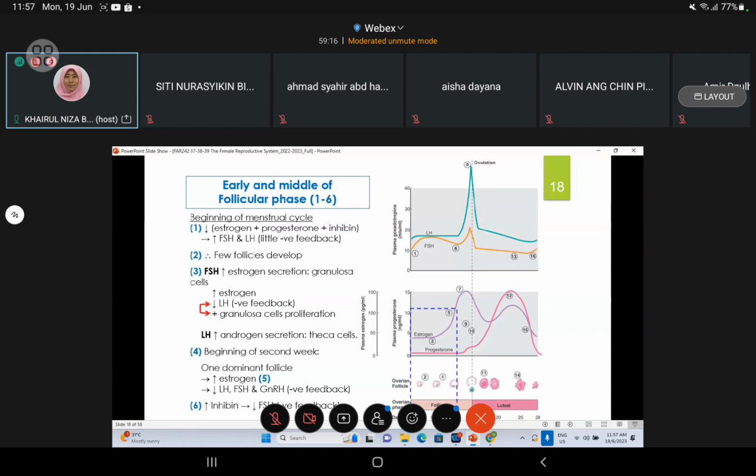So what happens during the early and middle of the follicular phase? If you can see here, the steps are referenced from 1 to 6. At the beginning of the menstrual cycle, number 1, we can see that there are very low levels of secretion for the estrogen, progesterone, and inhibin. Inhibin of course is not in the graph, but it is still there. Sorry.